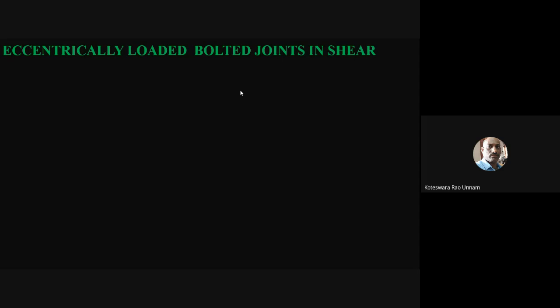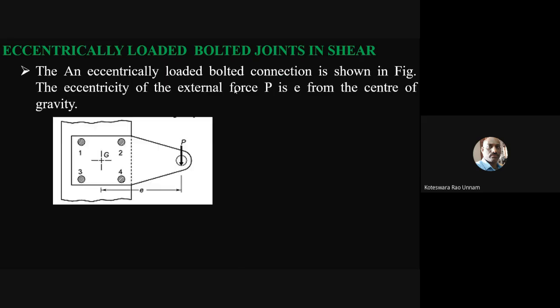So we'll first see how we can analyze this, and also we'll take up one numerical problem on this and see how we can solve it. We'll discuss these things in today's class. First of all, you can see in this figure a bracket which is connected to some plate or maybe some wall through some bolts. In this case, there are four bolts: 1, 2, 3, 4. And this bracket is subjected to some force P at this location.